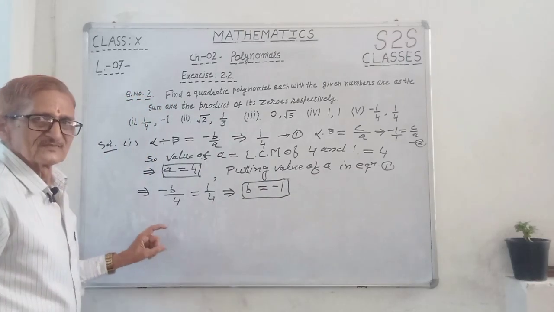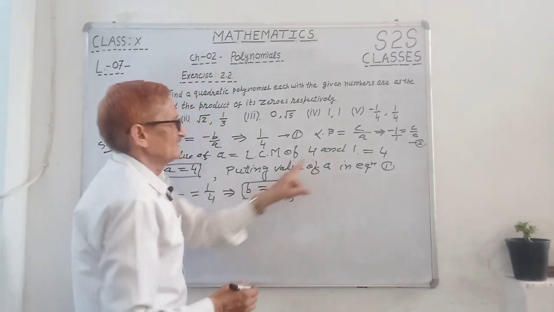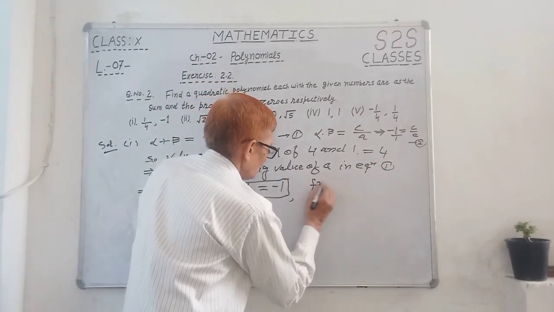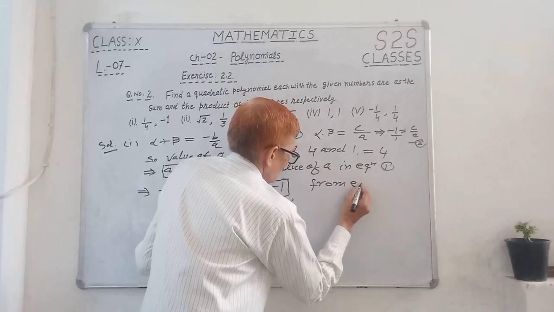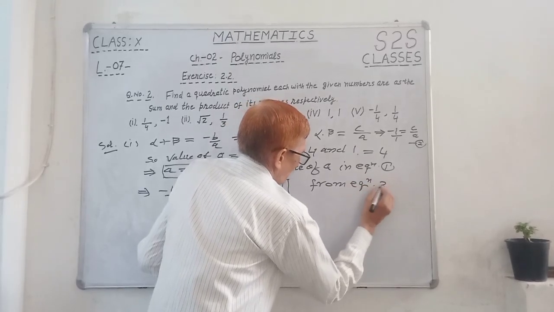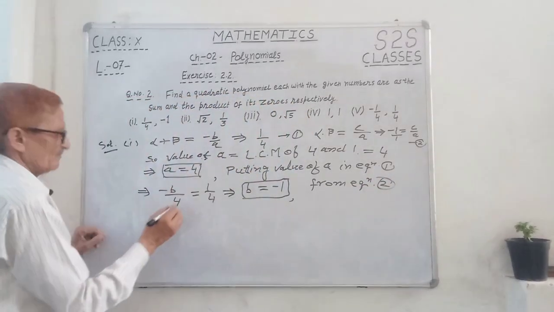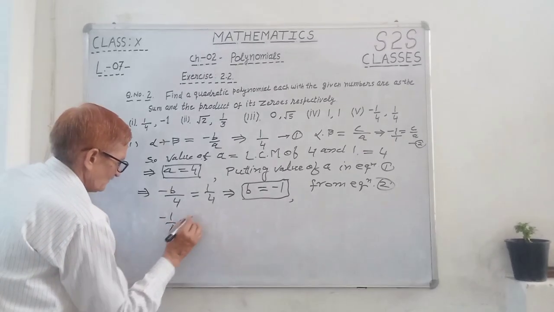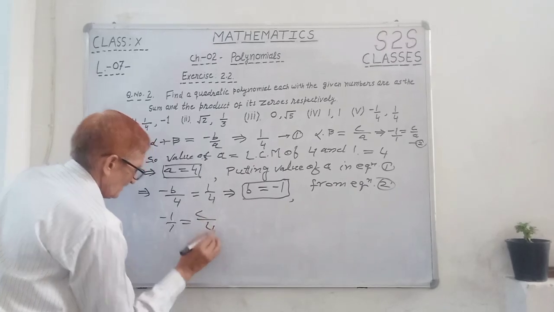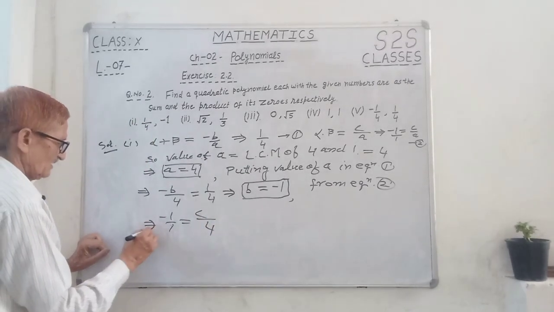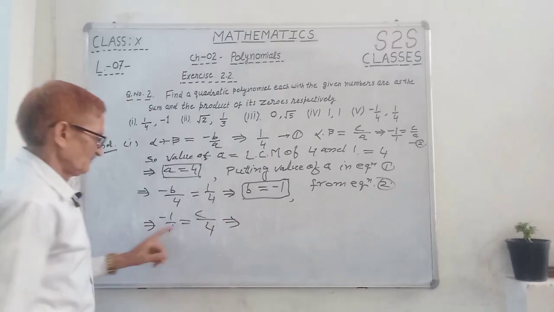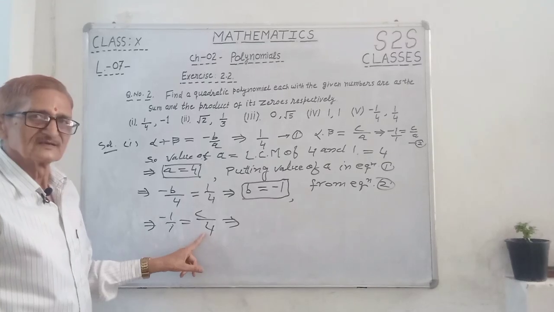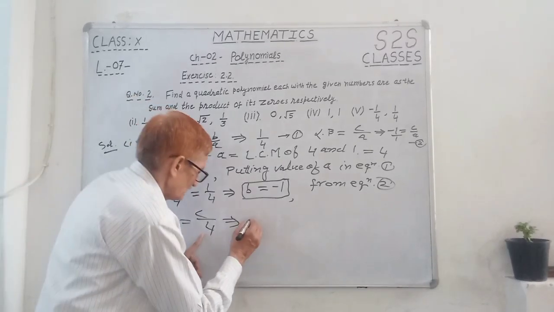Clear this? Okay, now putting this value of A in equation number 2, from equation 2 we get minus 1 upon 1 is equal to C upon A. A is 4, and this implies 4 will go to this side and multiply, so then C is equal to minus 4.